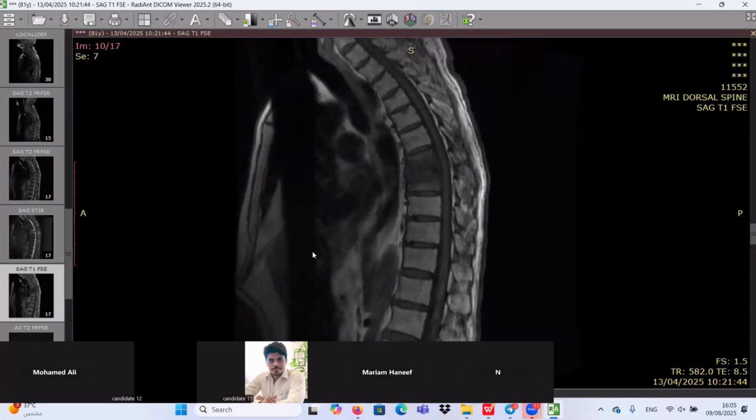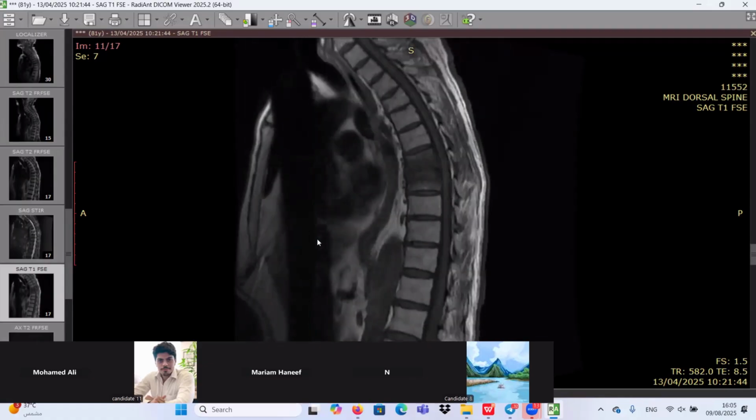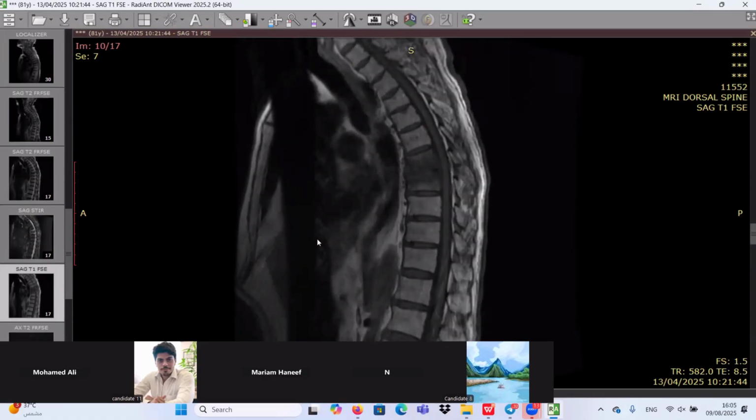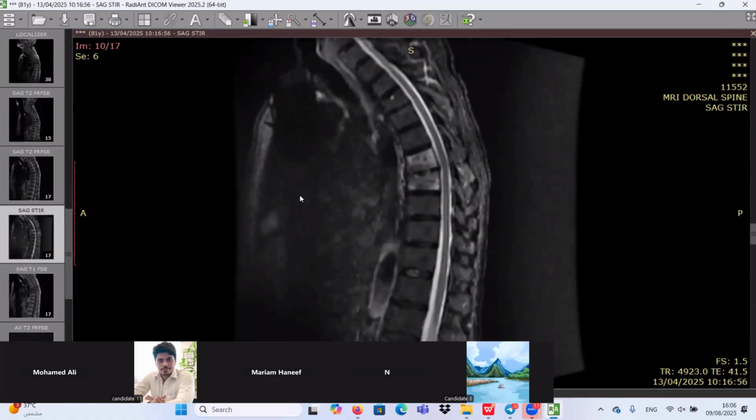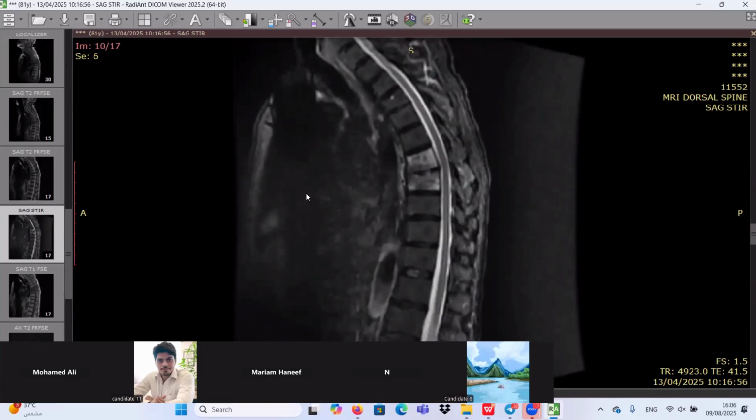Okay. This is T1. This appears hypointense in T1. Yeah, there's no other abnormality in the rest of the vertebrae or the cord. Is there any STIR sequence? STIR sequence, okay. Yeah, in the STIR that appears bright signal. And I would like to check. I think there is collection noted anterior to them, so I would like to check in the axial cuts. Okay.